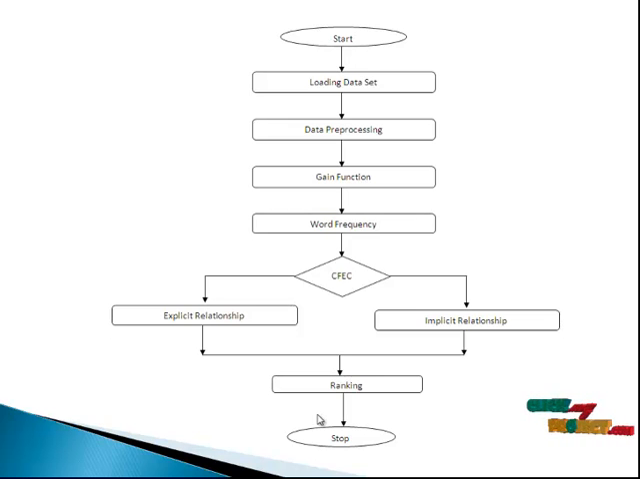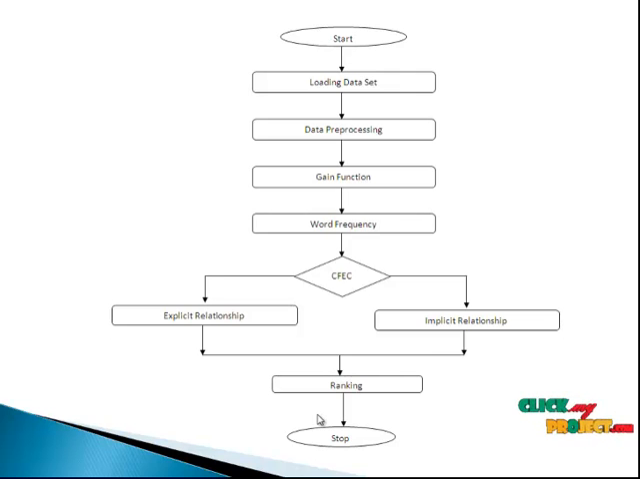Then the data pre-processing is done. The data pre-processing is the initial step of the data mining process. For the data pre-processing, the unwanted data is removed. The unwanted data in this sense is the data which is replicated many times in the dataset.